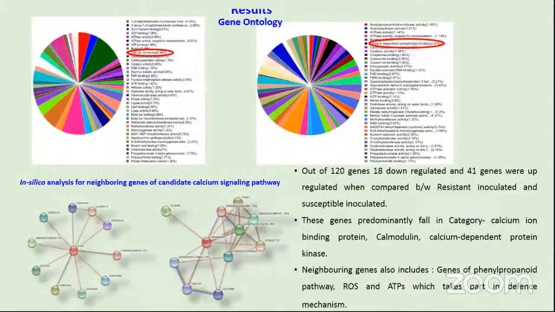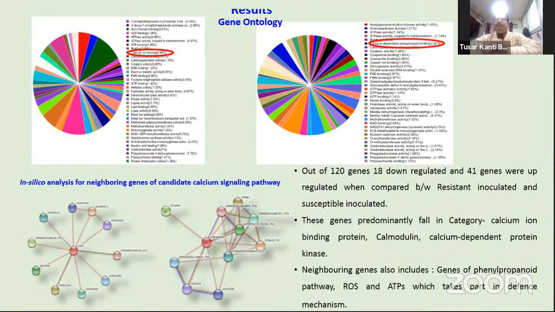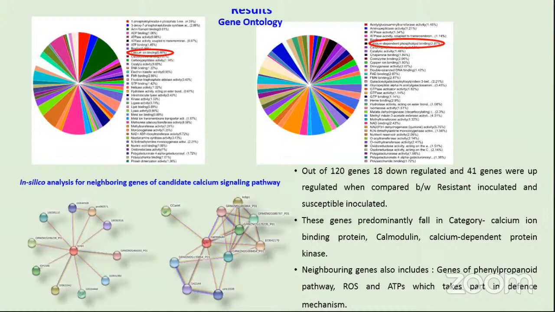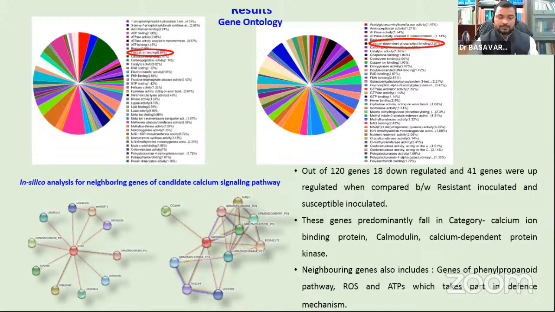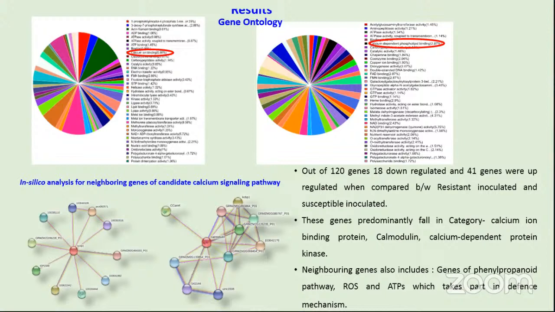Here are the results of my study based on the KEGG pathway and gene ontology. We can see that most of the genes which are upregulated and downregulated are related to calcium ion, such as calcium ion binding or calcium dependent phospholipid binding. The main outcome is that out of 120 genes, we found 18 downregulated and 41 upregulated genes. We compared resistant inoculated plants with susceptible inoculated and also against their controls, resistant non-inoculated and susceptible non-inoculated. Again, these genes predominantly fall under the category of calcium ion binding protein, calmodulin, and calcium dependent protein kinase.